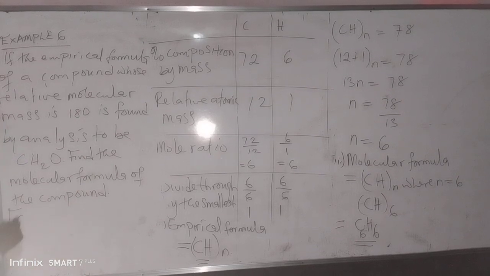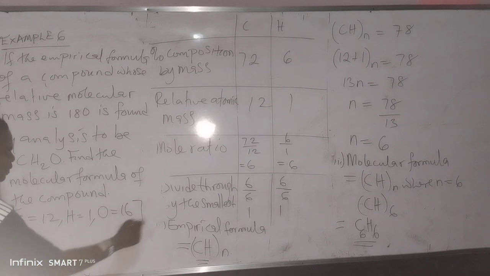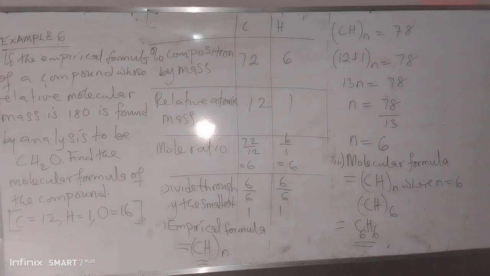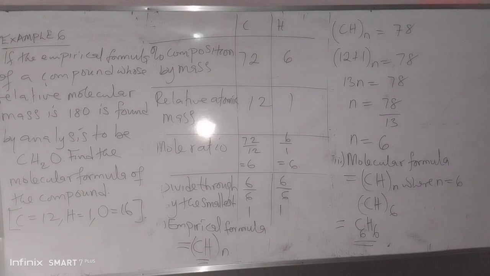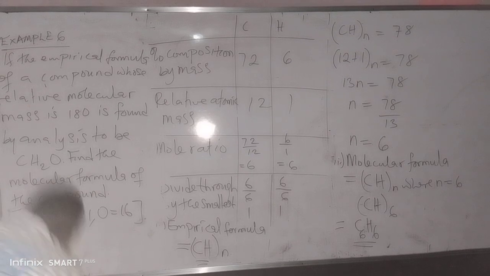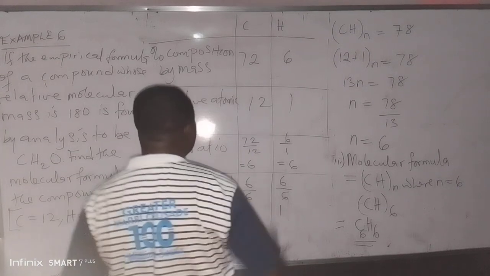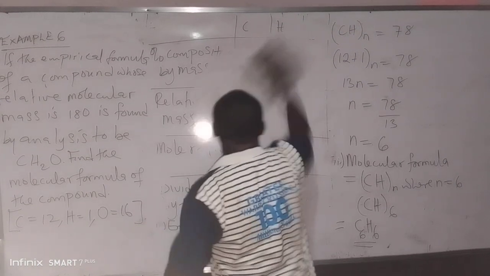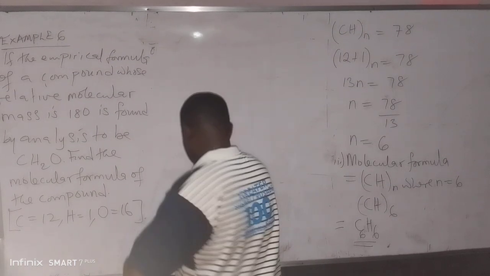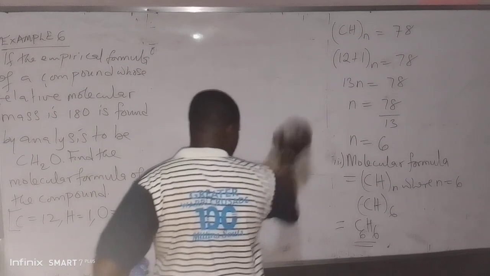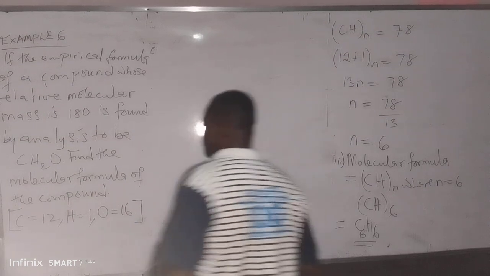Then they give you C equals 12, H equals 1, O equals 16. This one, you don't need to draw any table. They have already drawn the table and found the empirical formula for you. Your own job is to look for the value of n.